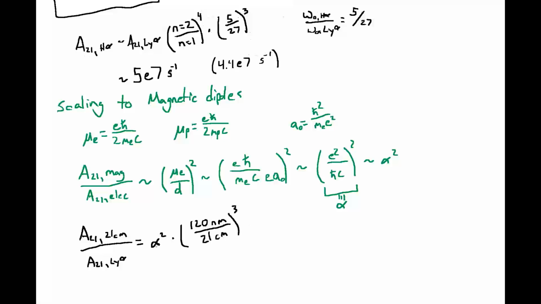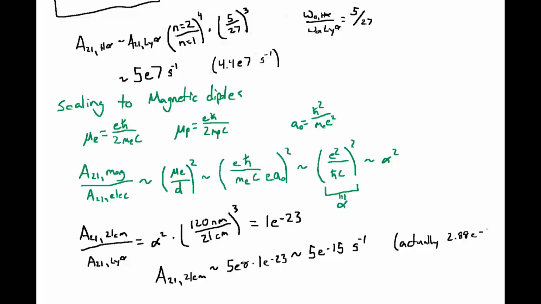So you work this out numerically, you plug in 1 over 137 for alpha, and you get the ratio of these Einstein A coefficients should be about 1 times 10 to the minus 23. So if we plug in 5 times 10 to the 8 for Lyman alpha's Einstein A, we can estimate the Einstein A coefficient for 21 centimeter emission, 5 times 10 to the 8 times 1 e minus 23, and that gives us 5 times 10 to the minus 15 inverse seconds. It turns out the actual answer is 2.88 times 10 to the minus 15. So our coarse scaling across 23 orders of magnitude came out within a factor of 2, which isn't bad.